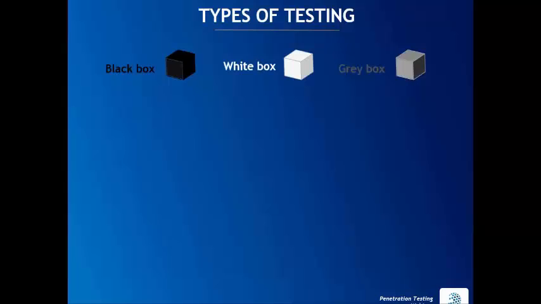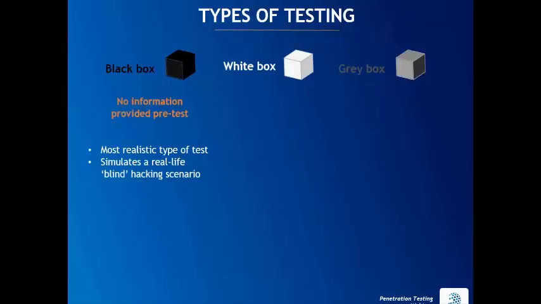For example, black box testing. You tell us absolutely nothing. All you give us is the name of the company, and then we go about seeing whether or not we can breach your systems. Because clearly we have to appreciate that if there is a hacker on the other side of the world, they won't have any information about you necessarily. So we have to make that as real life as possible.